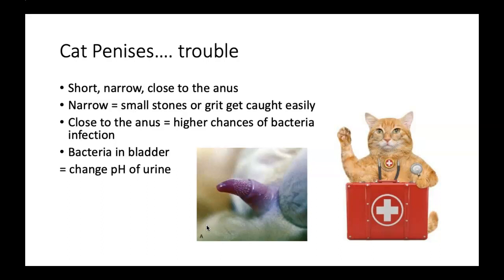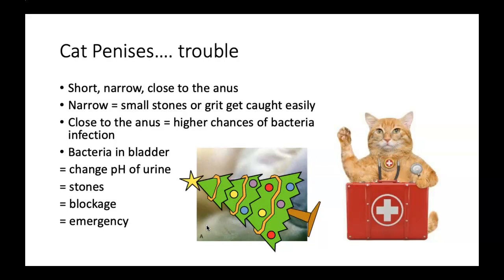So bacteria, when it gets into the bladder, can change the pH of urine, and that change of pH of urine can be the precipitating factor of development of urinary stones. Once male cats get urinary stones, it's almost a guarantee that they're going to block. So they're going to end up with a penis blockage, which is a major emergency.